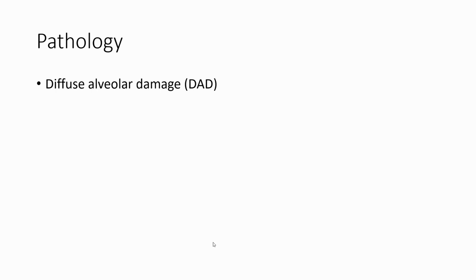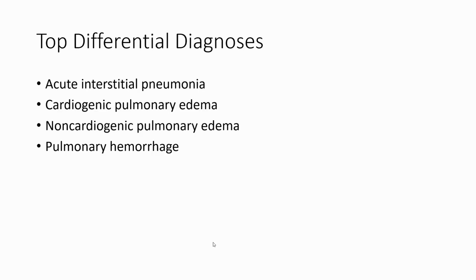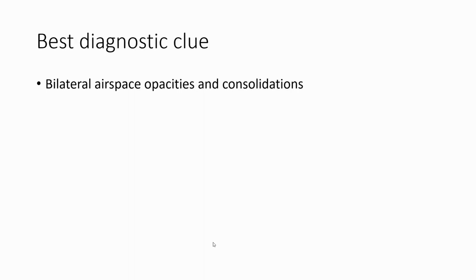Pathology: diffuse alveolar damage. Top differential diagnoses: first, acute interstitial pneumonia; second, cardiogenic pulmonary edema; third, non-cardiogenic pulmonary edema; fourth, pulmonary hemorrhage. Best diagnostic clue: bilateral airspace opacity and consolidation.